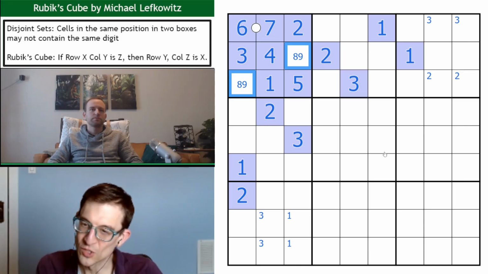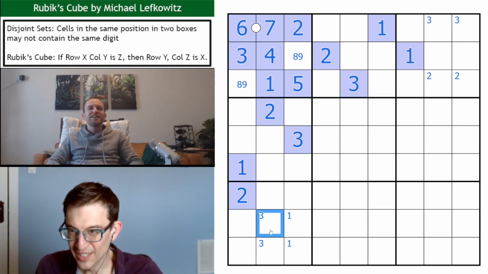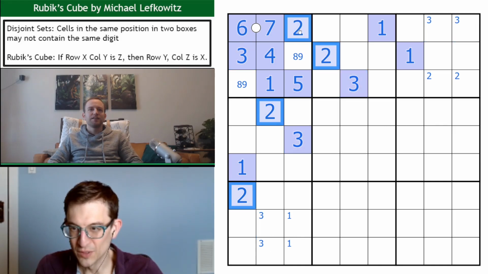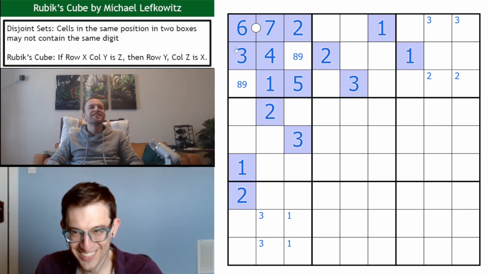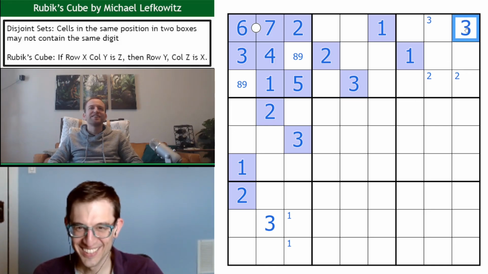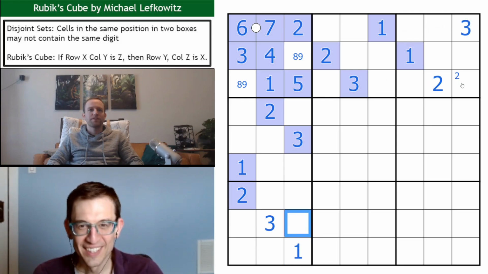I don't think I missed a disjoint set anywhere, right? You did miss one. Oh, I did miss one. 3. Where are my possible threes? None of those. Possible twos, it's one of those. Oh, right. Yes. Ah, good, good, good. You give me 3 in a corner.